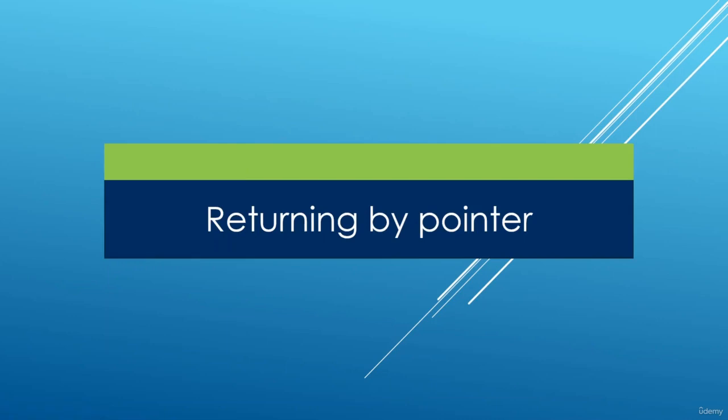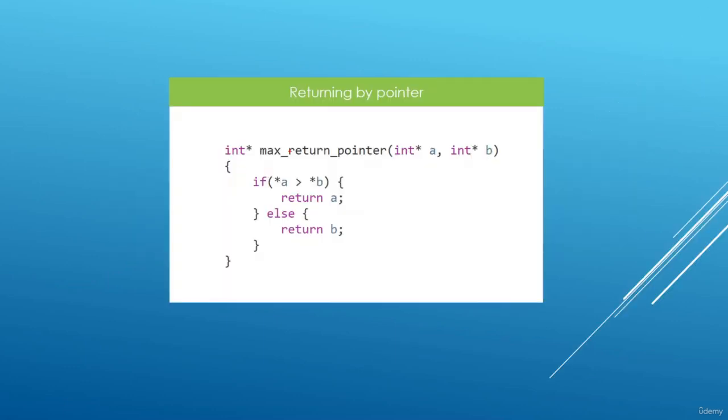In this lecture, we're going to see how we can return by pointer and get data out of our functions. And we're going to see some problems associated with this way of doing things. Here is a simple example of our max return pointer function.